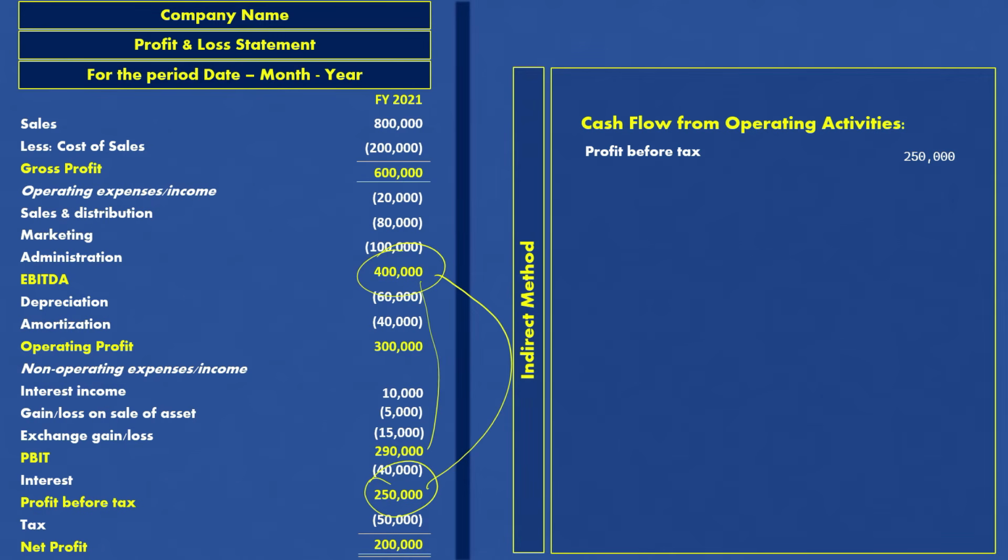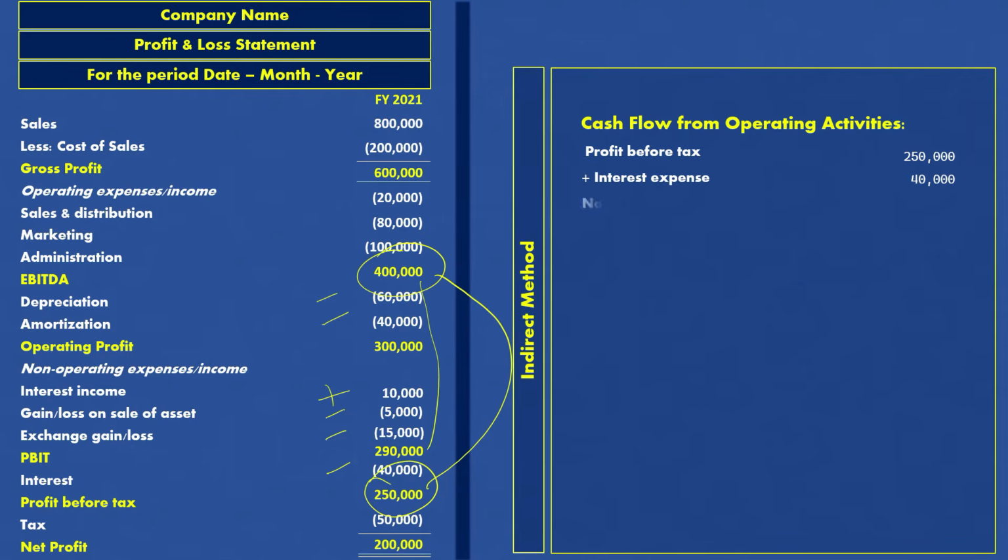So for example, when we were preparing our profit and loss statement, we deducted depreciation, we deducted amortization, we added interest income, and then the gain or loss on disposal was deducted, the exchange gain or loss was deducted, and then interest was deducted to reach the profit before tax value. Now here we are going to reverse all of that. And for this, let us begin from interest expense systematically, right from the bottom.